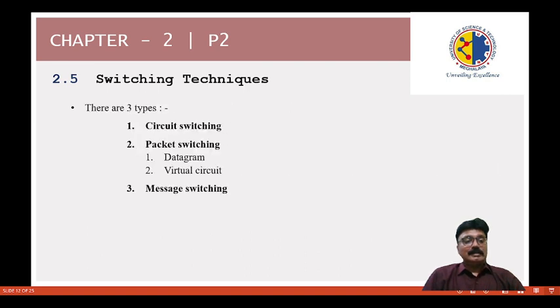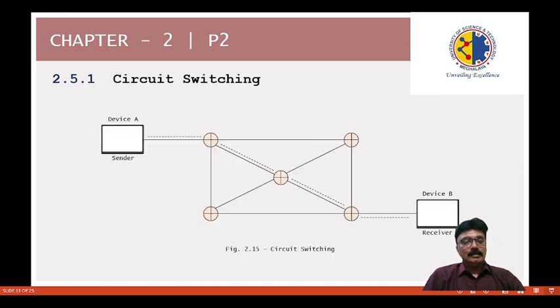Before that, here are some of the types of switching techniques. Number one, circuit switching. Number two, packet switching, which has two different types: datagram and virtual circuit. Number three is message switching. Now let us take circuit switching and see how this takes place.